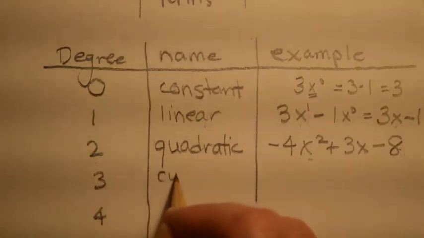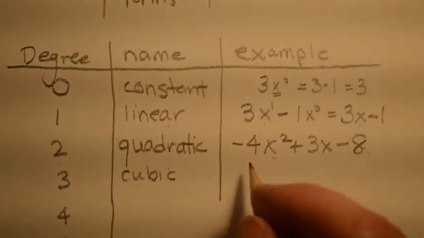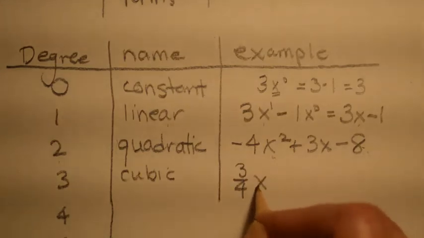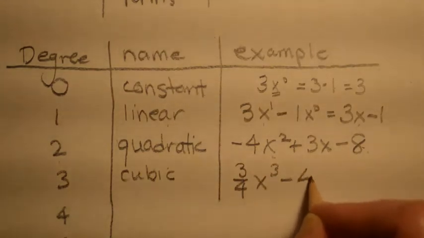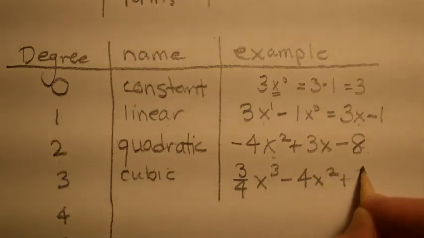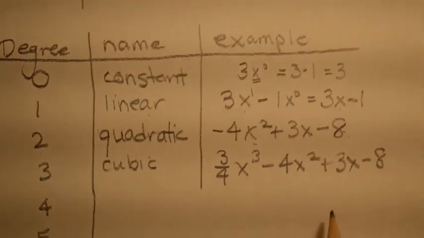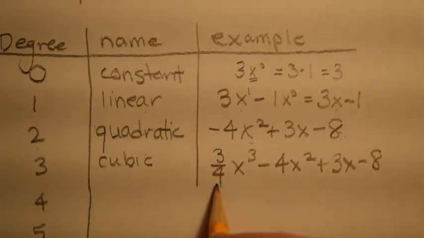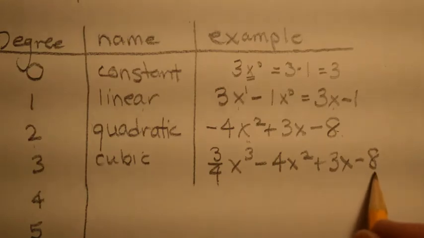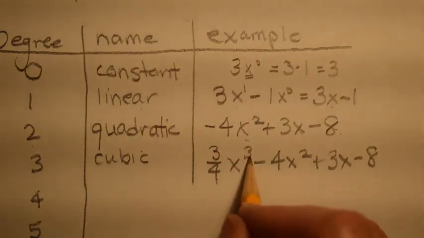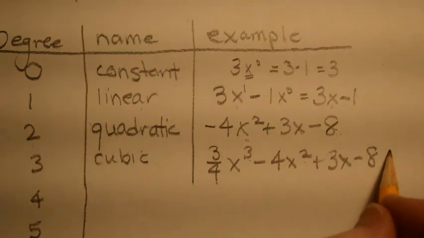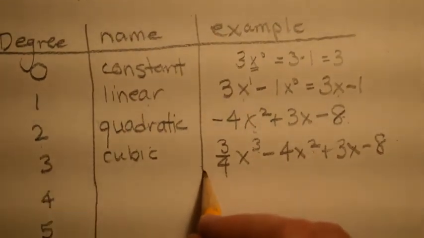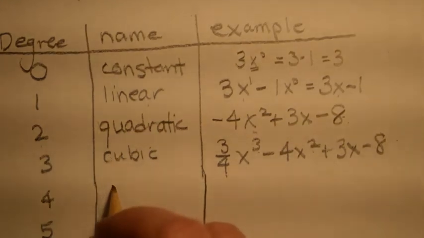All right, next comes cubic. That would look something like 3/4 x to the third minus 4x squared plus 3x minus 8. Remember, it's okay if the coefficients are rational, just not if they're irrational. So that still is a polynomial. The highest exponent is a 3. Everything else is lower than that, and so it is a cubic. If the highest degree is 4, the highest power is a 4, this is called a quartic.